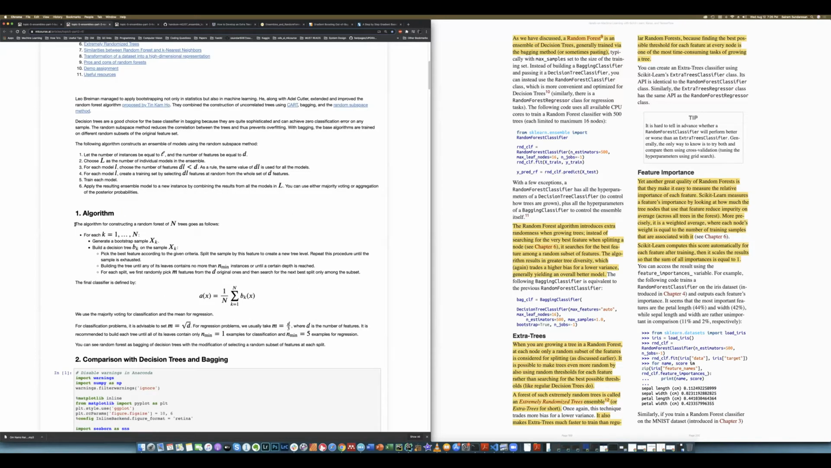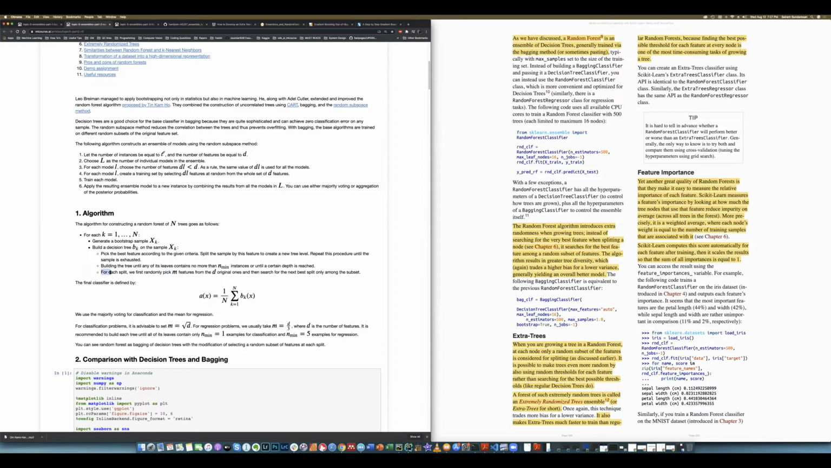So essentially, according to this link, we see that the Bootstrap sample is the bagging aspect of it, where we select a random sample of the training set, right? And then we build a decision tree on this sample by picking the best feature according to a criterion. So split as you would for a decision tree, repeat until the sample is exhausted. This is how many instances or a certain depth is reached. That's the terminating criteria for building the tree.